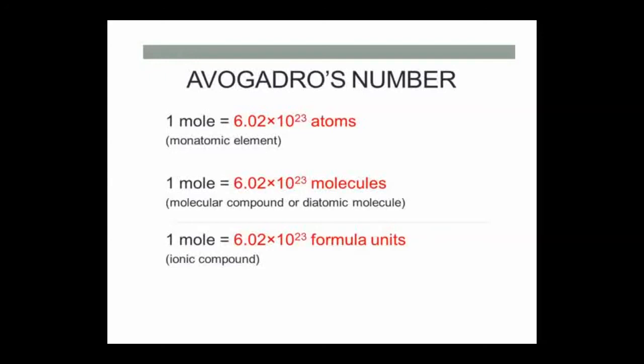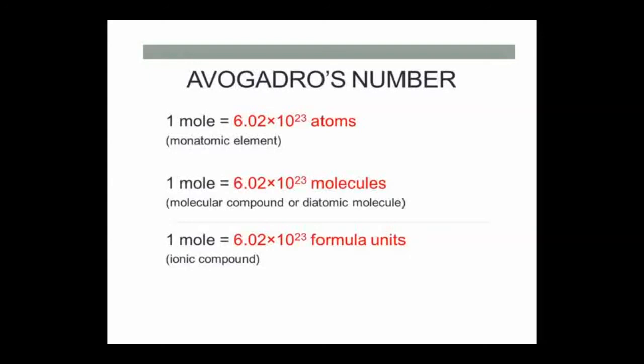1 mole equals 6.02 × 10^23 molecules. That is for a molecular compound or diatomic molecule, for example H2, O2 or we can say water, H2O. 1 mole equals 6.02 × 10^23 formula units, that are ionic compounds, for example NaCl. So Avogadro's number is applicable on atoms, molecules, or formula units that are ions. We can apply 6.02 × 10^23 on atoms, molecules, and formula units as well.